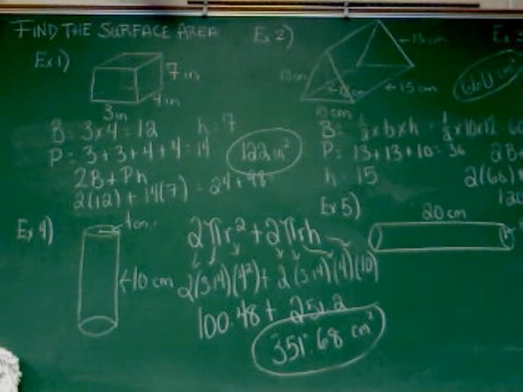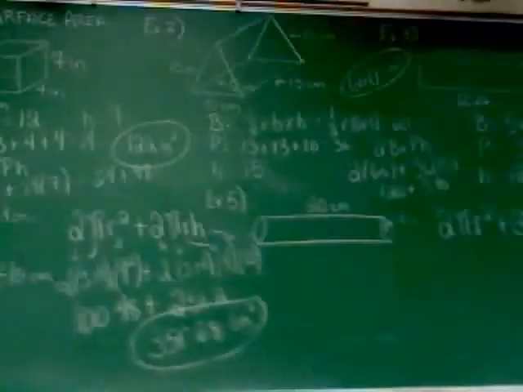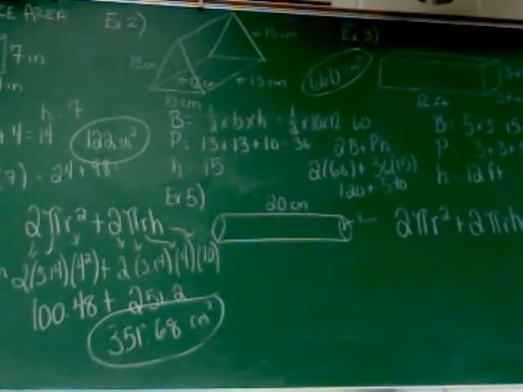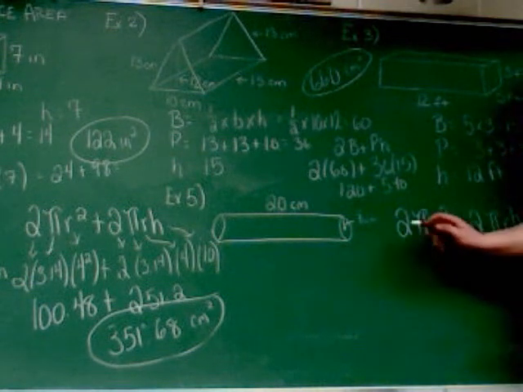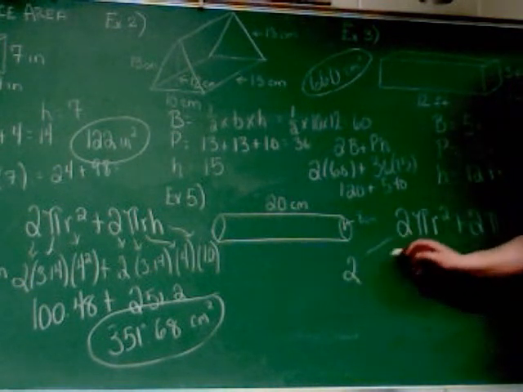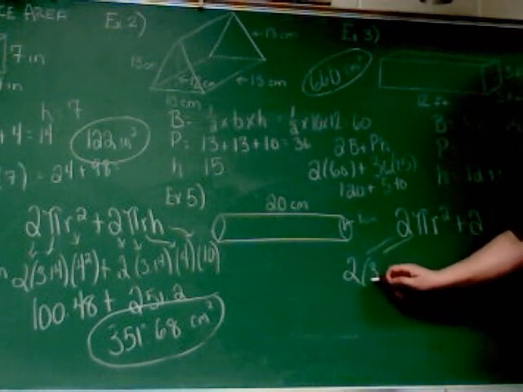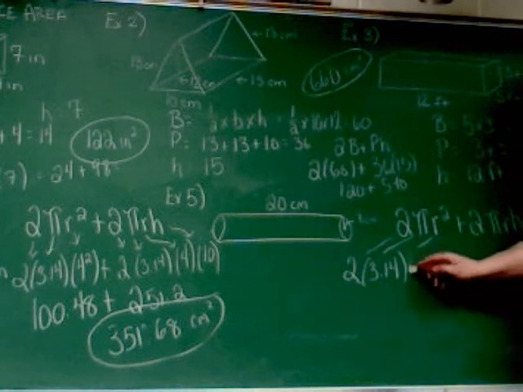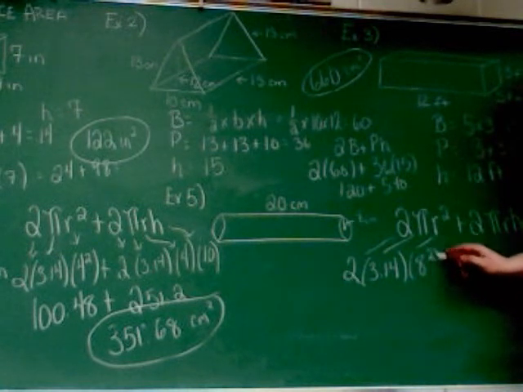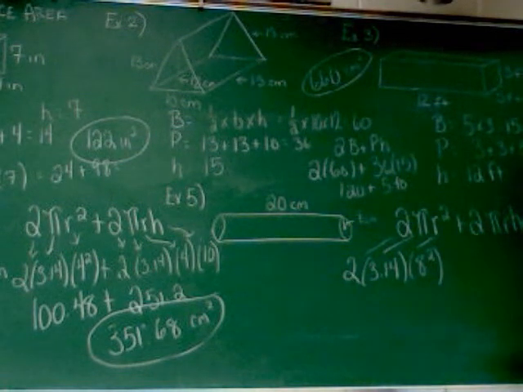All right, let's finish this example 5, last cylinder. As you can see in example 5, the cylinder is laying on its side. So instead of standing up like this, it's laying down like this. Okay. All right, so let's go into the formula here. 2 pi r squared plus 2 pi r h. 2 is 2. Pi is 3.14. R squared is going to be 8 squared. In other words, 64.